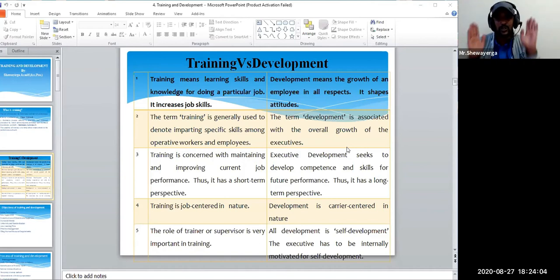Overall change, not a specific change. So we can say that it is development, not training. Because you are not a trainer at the beginning.